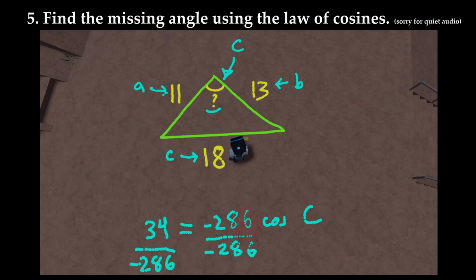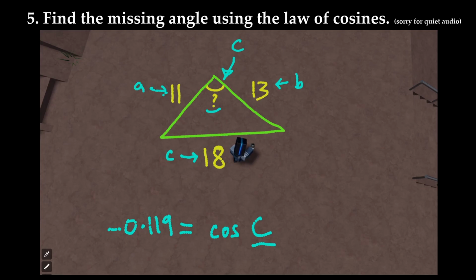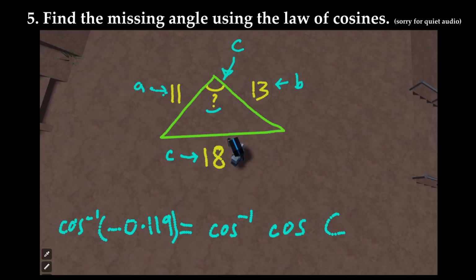So on this side, we'll just have cosine of C remaining. And if you do 34 divided by negative 286, you're going to get negative 0.119. Now we need to solve for C only. I don't want cosine of C, I just want C. How do you get rid of a cosine? Just apply the inverse cosine function to both sides. Let's apply the inverse cosine, which looks like cosine to the minus first power, even though that's not what it actually means. It just looks like that. And then I need to apply inverse cosine on the other side. The cosine and the inverse cosine cancel out and we're left with C, the angle we're solving for.